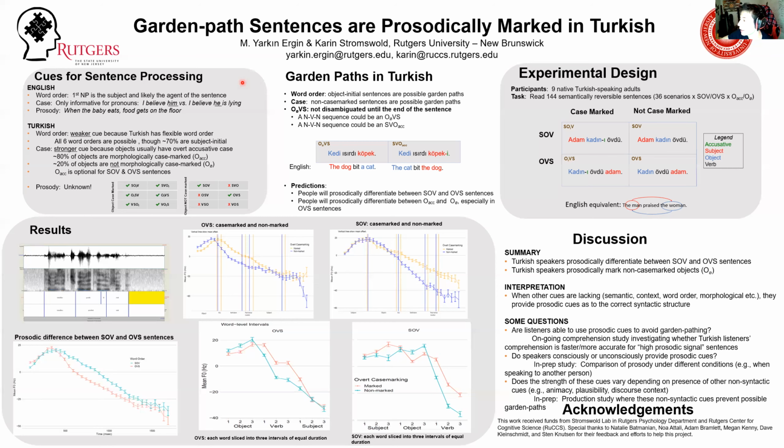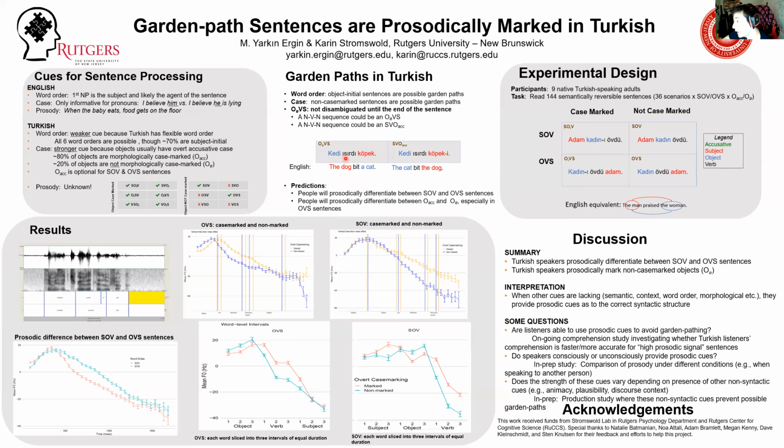the object are not disambiguated until the end of the sentence, because if you have a noun verb noun sequence as shown here, that could be an OVS sentence with no case marking on its object. The example I have here is: the blue is the cat, the black is the verb for bit, and the red word is dog. So cat bit dog, but this sentence actually means the dog bit a cat. This is an OVS where there's no accusative case marker.